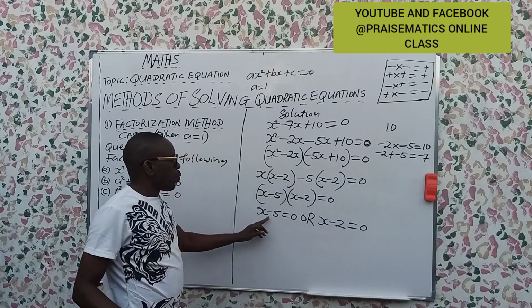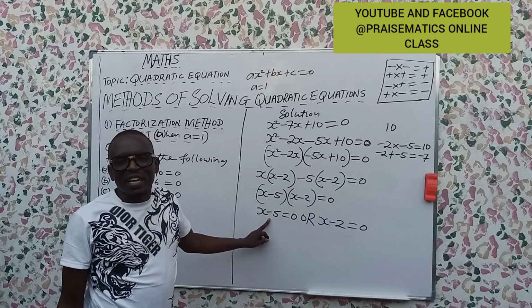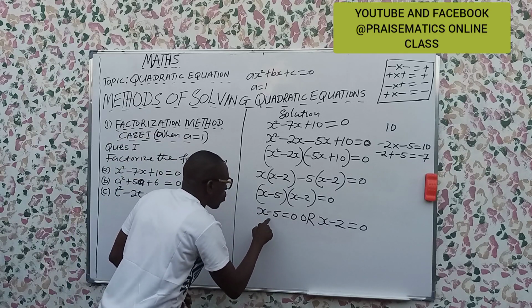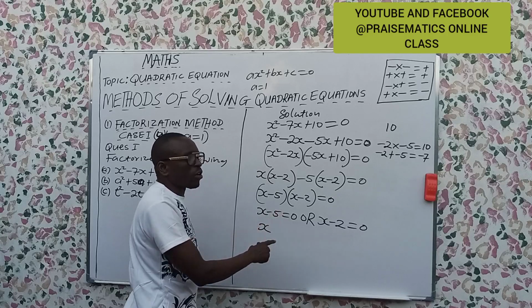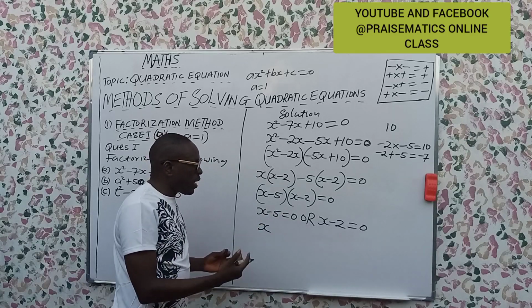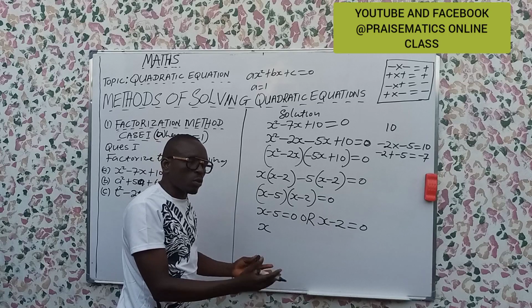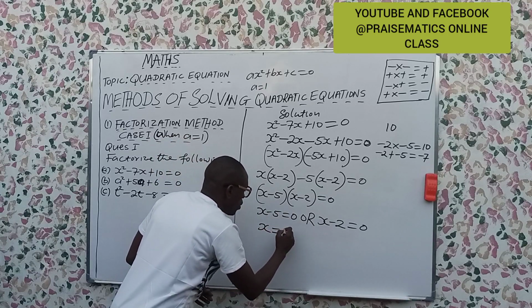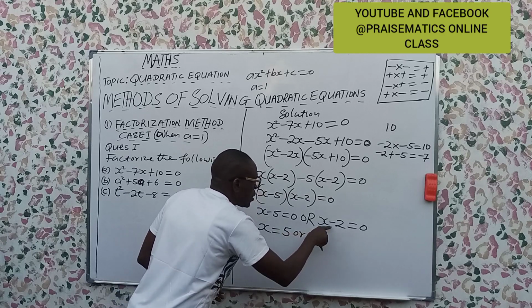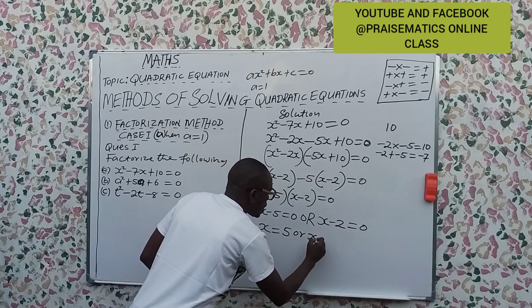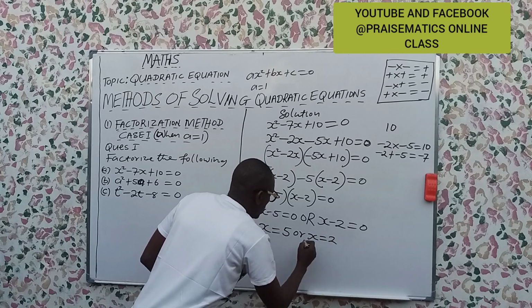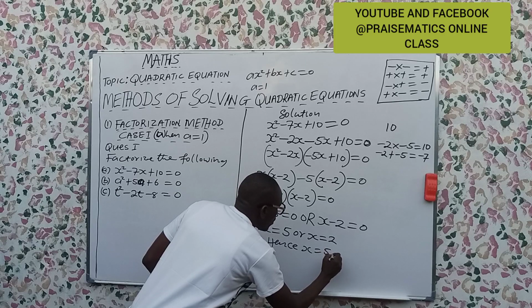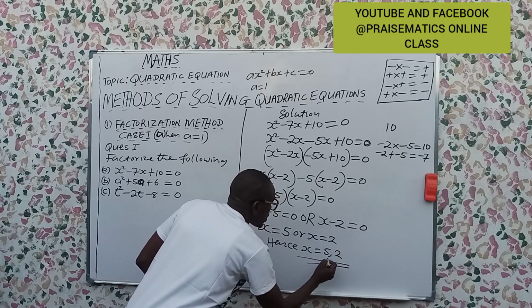Finally, we have to make x the subject of the formula. When a negative number crosses the sign of equality, it turns to positive, and when a positive number crosses the sign of equality, it turns to a negative number. So this minus 5 will cross the sign of equality to be 5, and this minus 2 will cross to be 2. Hence, x equals 5 or 2. And that is your answer.